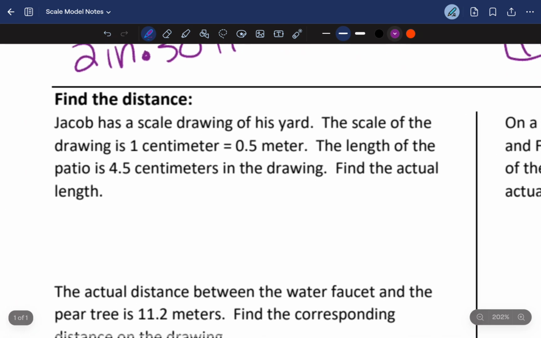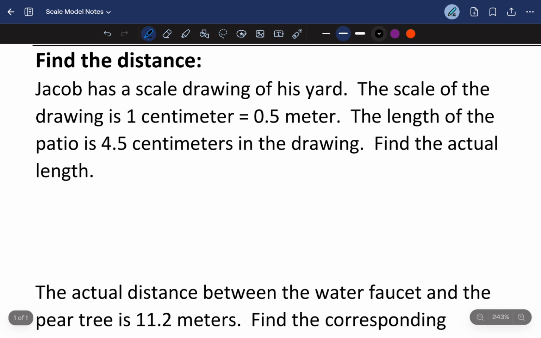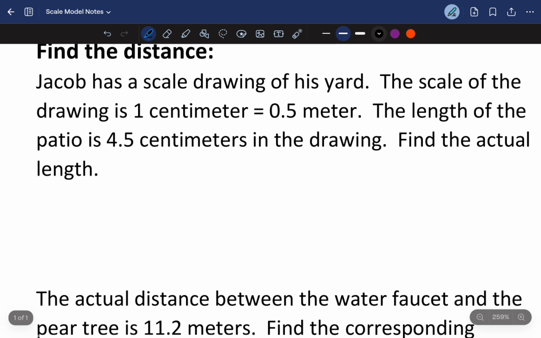All right, now we're going to actually find distances. So this next example says Jacob has a scale drawing of his yard. The scale of the drawing is 1 centimeter equals 5/10 meter. The length of the patio is 4 5/10 centimeters in the drawing. Find the actual length. So we're going to have to set up a proportion because we have a given ratio, which is that 1 centimeter equals 5/10 meter. So that tells me right there that that's a ratio.